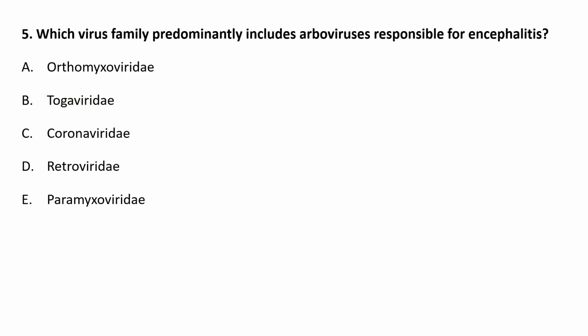So the next question was, which virus family predominantly includes arboviruses responsible for encephalitis? Togaviridae. The Togaviridae family predominantly includes arboviruses, which are the alphaviruses, and they are responsible for encephalitis.